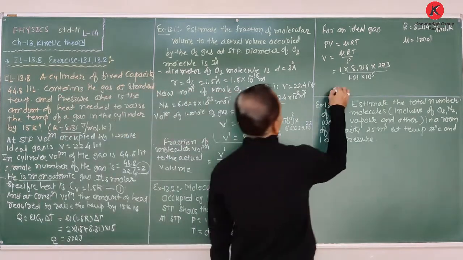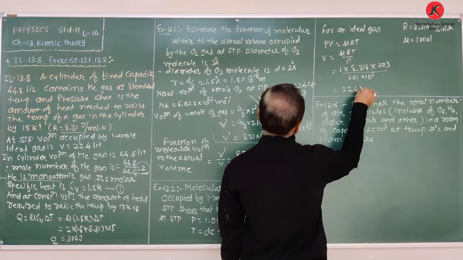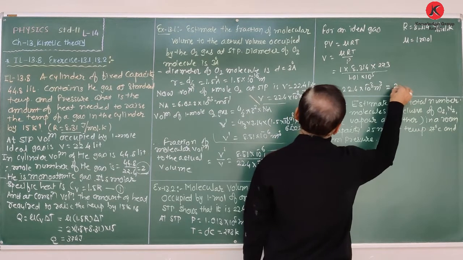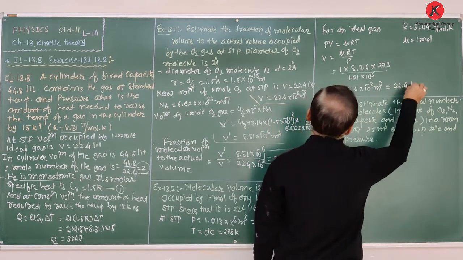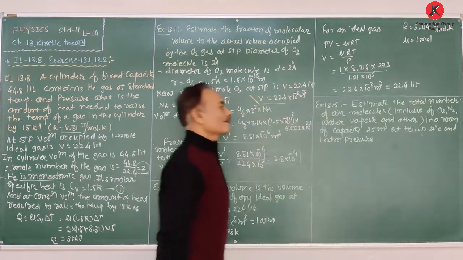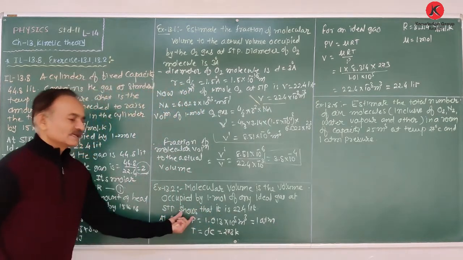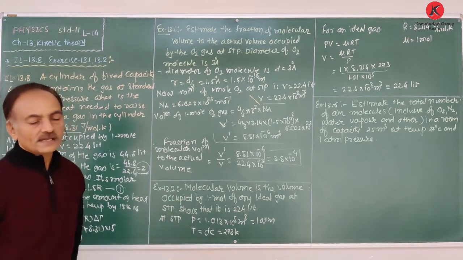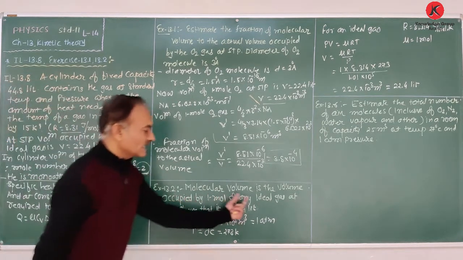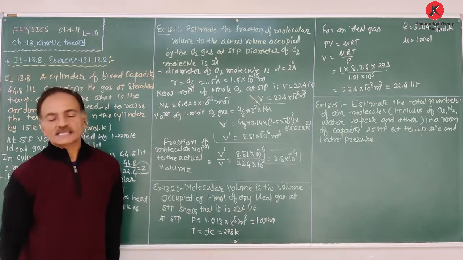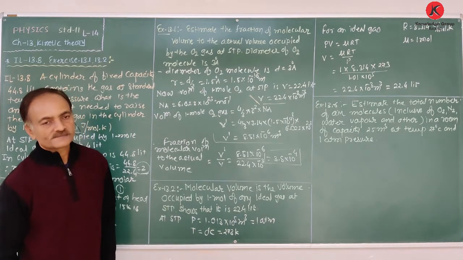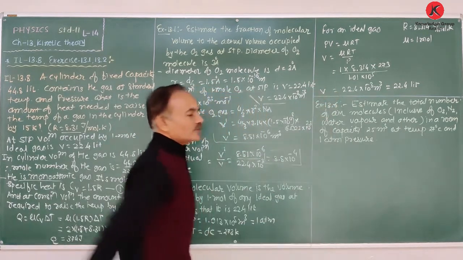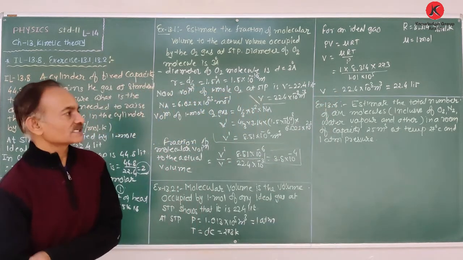Thus we obtain 22.4 into 10 to the power minus 3 meter cube, which is equal to 22.4 liter. We have to prove this thing. This volume, or the molar volume, is the volume occupied by 1 mole of an ideal gas at STP. It's the same, and that is the 22.4 liter. So that is the volume occupied by 1 mole of ideal gas at STP.